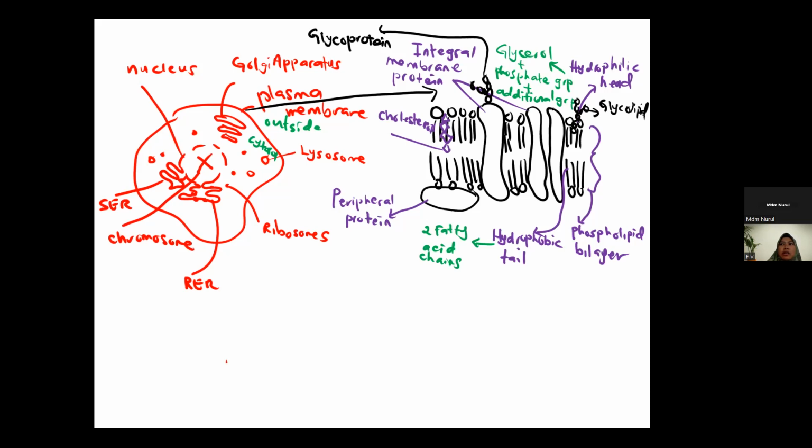Okay, so far can you follow? Right, so meaning to say on the membrane you have the phospholipid bilayer, you have proteins like integral membrane proteins and also peripheral protein. Okay, kita juga akan jumpa kolesterol. Kita juga akan jumpa carbohydrate that attach to protein, namanya glycoprotein, and carbohydrate that attach to lipid, namanya glycolipid. Okay, right. So, this is what your membrane looks like.